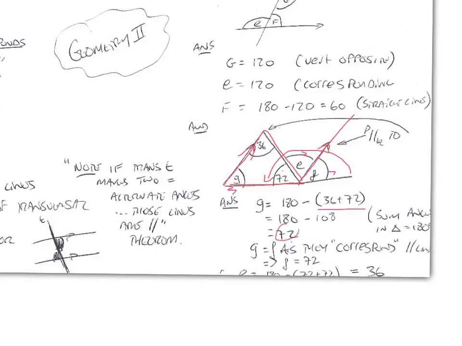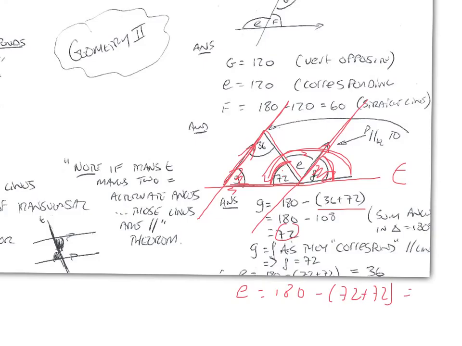Because these lines are parallel, this line actually is acting as a transversal, and we can see that F corresponds to G. So if G is 72, F must be equal to 72. And if we apply the straight line rule now, we know that this angle is 72 and this is 72. So E must be equal to 180 minus 72 plus 72, and that's equal to 36.